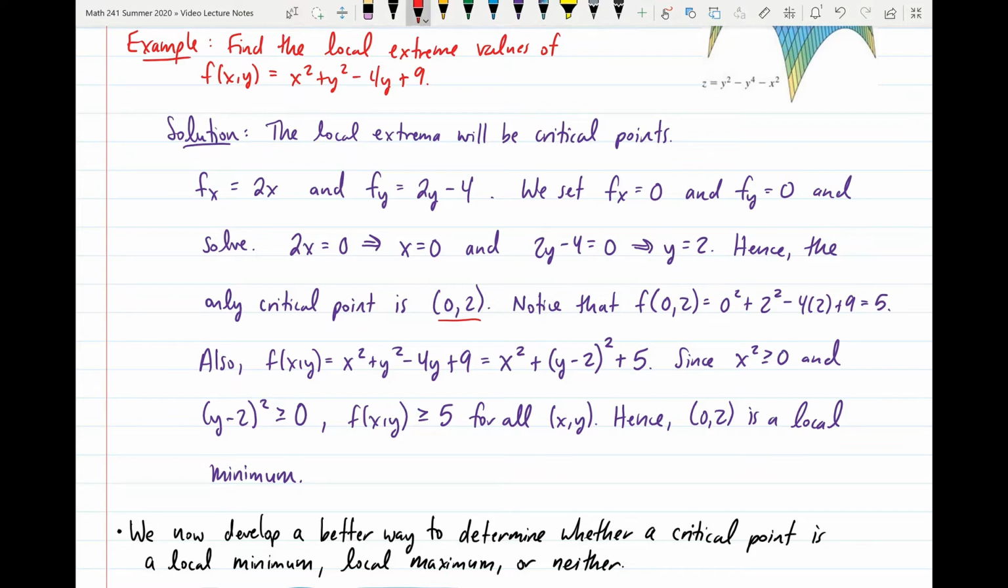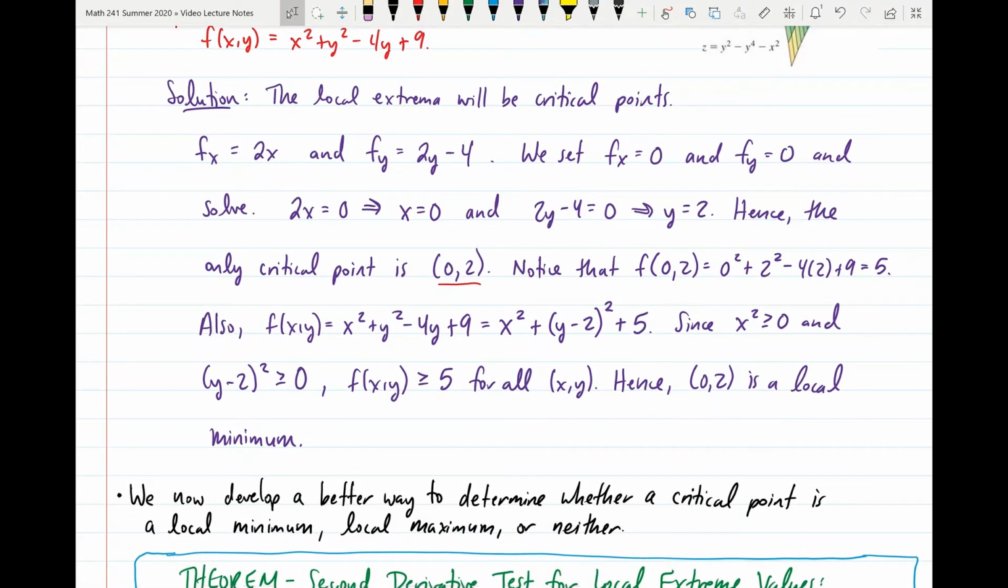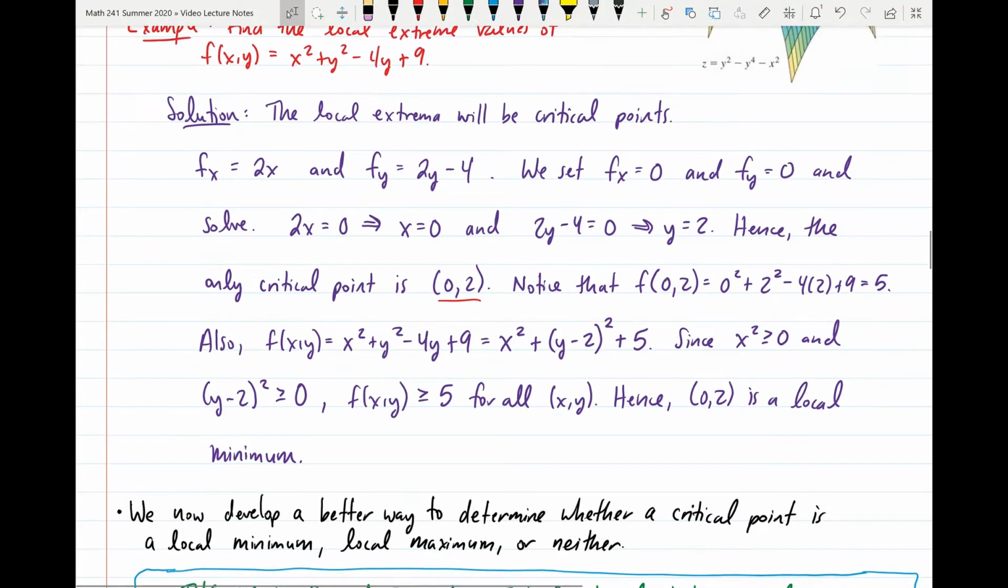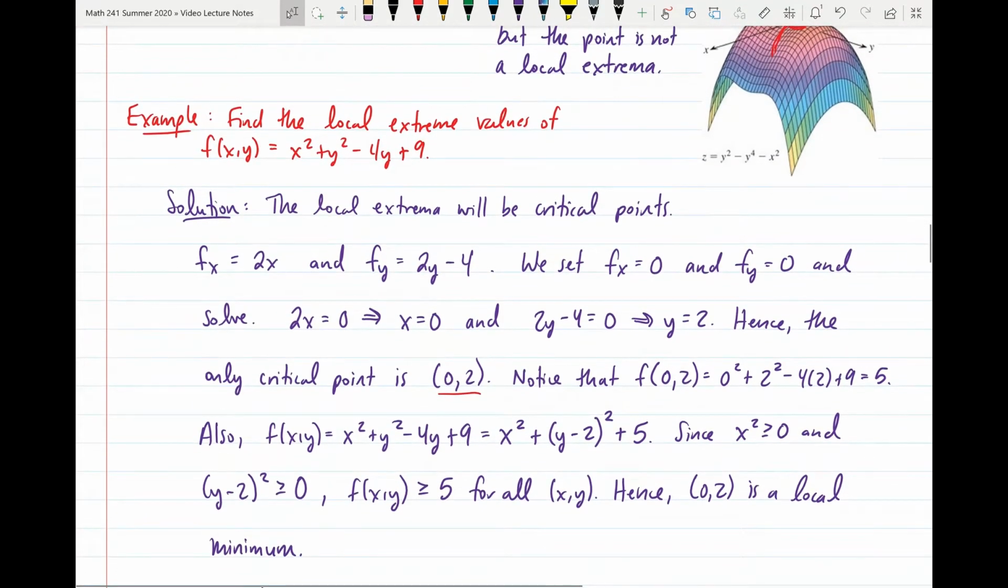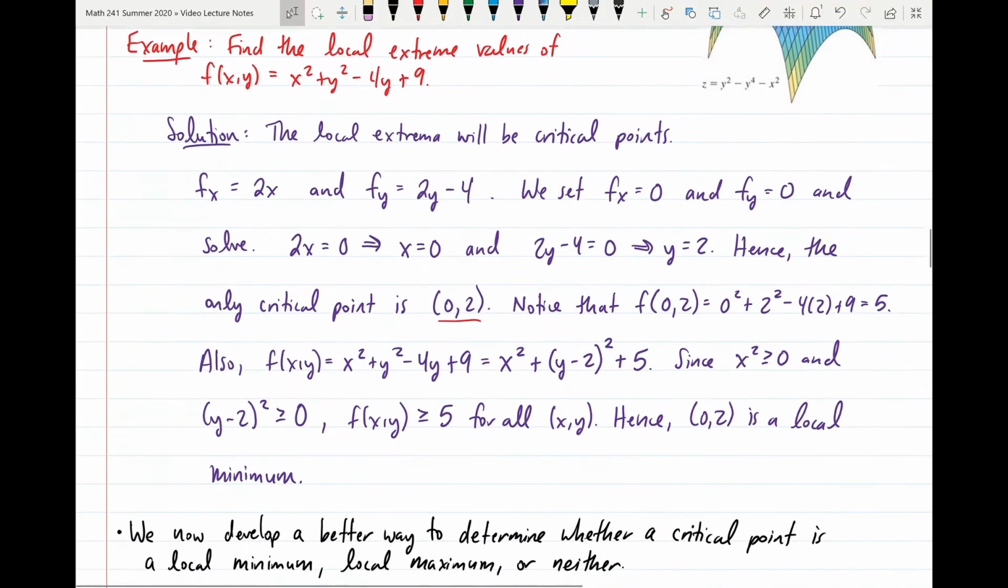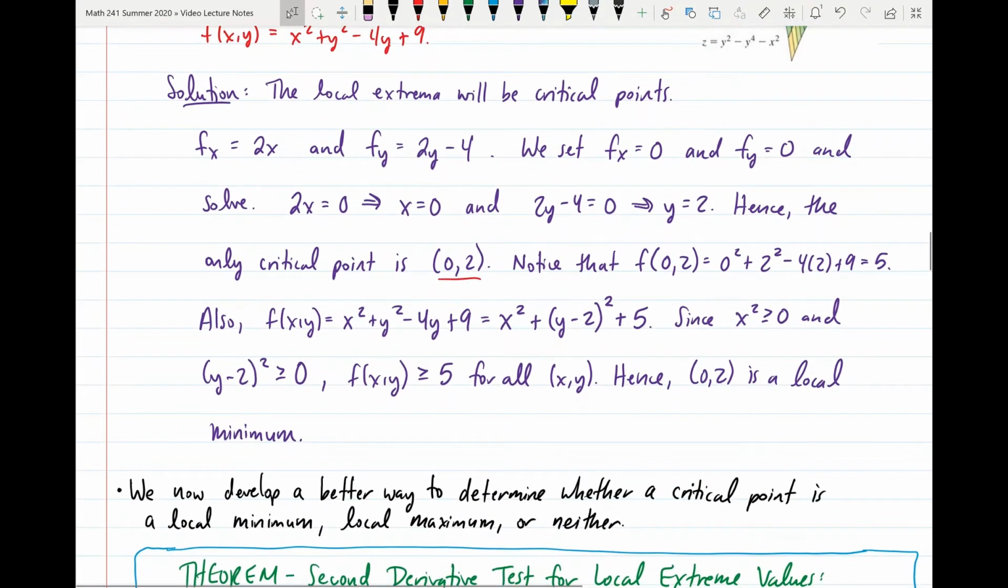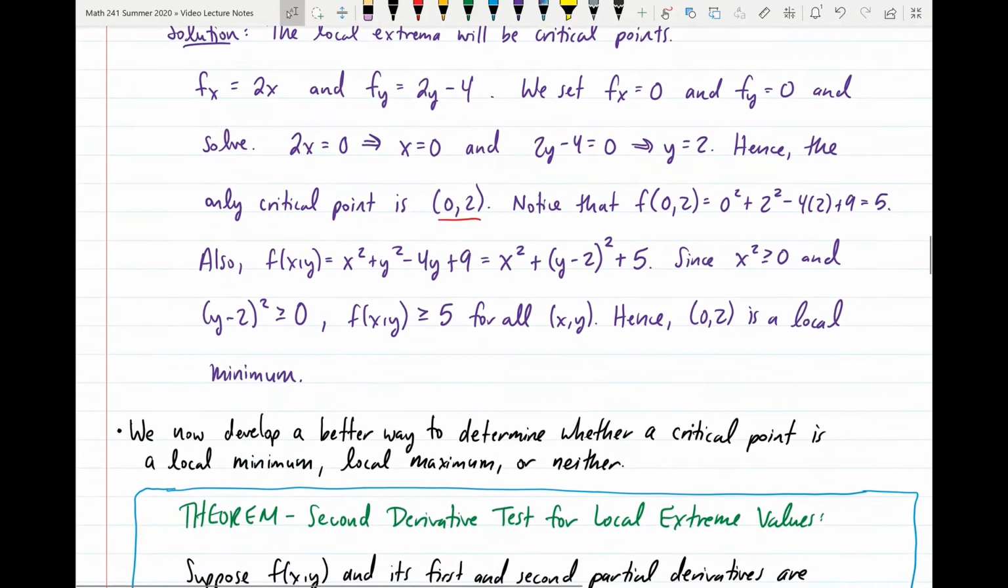And now notice that if we take our critical point and plug it into the function f, we get f at (0, 2) is equal to 0 squared plus 2 squared minus 4 times 2 plus 9, which is ultimately equal to 5. And now we need to show that this point is either a local max or a local min. We haven't really talked about tests to show when a critical point is some kind of relative extrema, but in this case we don't need tests. We can just do a little bit of algebra to show it.